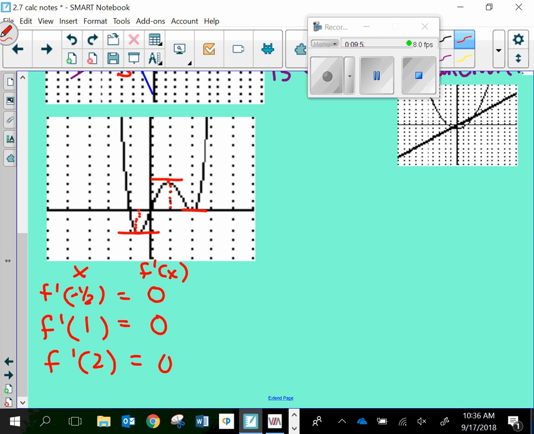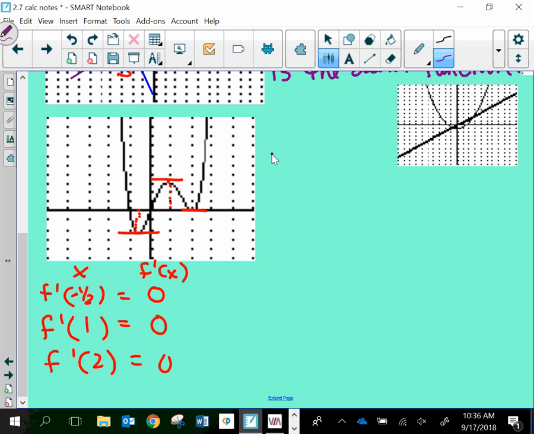Okay, so what are my ordered pairs that I should be graphing? Oh, that's supposed to be purple. Come on, purple. -1/2, 0. 1, 0, and 2, 0. Okay. X, f prime of x. That's what we're graphing. Graph of x, f prime of x. Okay. Now, we have a new color.